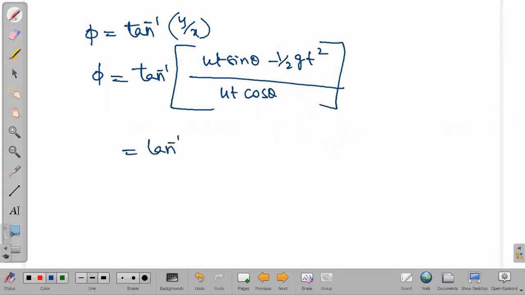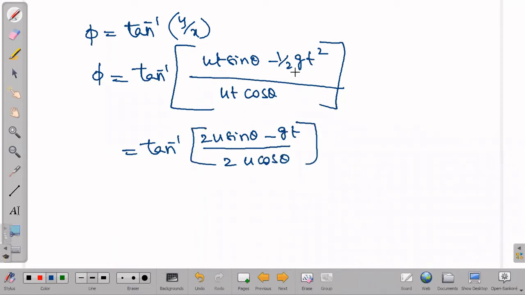Still we can solve it further. Tan inverse of (2u sin theta minus gt) by 2u cos theta we can get. This I have done with the LCM, 2 will come here and the denominator 2 will come here, and t I have taken common. I will end up with this step. This is the angle made by the position vector or displacement vector to the horizontal. This is the direction of the displacement. Whenever we are finding an angle, it is nothing but direction.